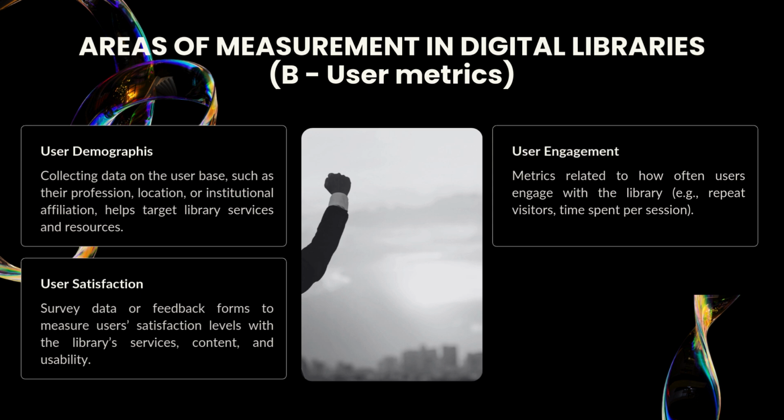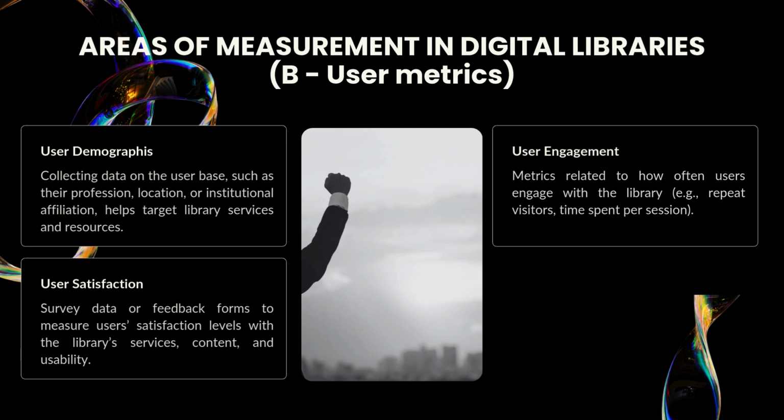User satisfaction is usually measured through surveys or feedback forms. For example, after using the digital library, users may be asked to rate how easy the system is to use or whether the resources meet their needs. If many users report difficulty navigating the website, this indicates a need for interface improvement, even if usage numbers are high. The third metric is user engagement.